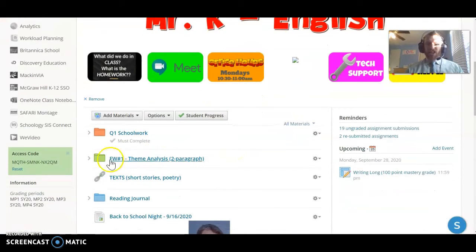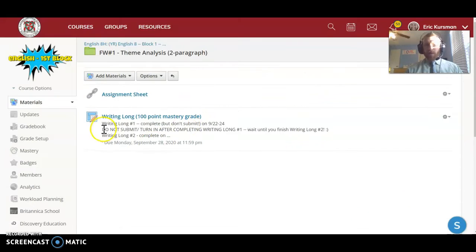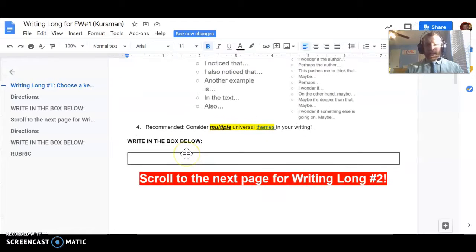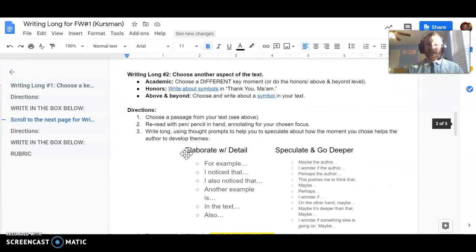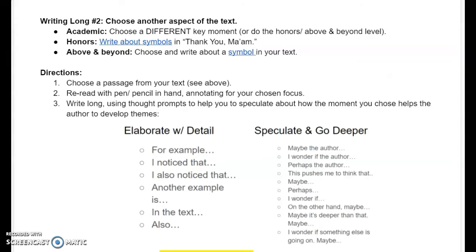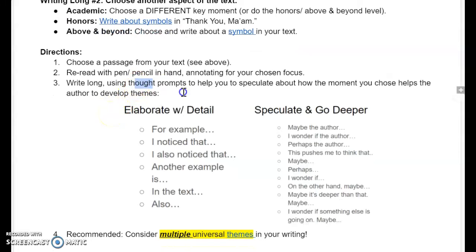Then go to Schoology, click on our green FW number 1 folder, open up your writing long that you didn't turn in, click on My Document to view your work, and then scroll down to actually take a look here at writing long number 2. Remember, writing long number 2 is going to be about symbolism and how symbolism connects to theme. So of course, you've already chosen a passage from your text, you've already reread, and you've already annotated, right? Yeah, you annotated. Good.